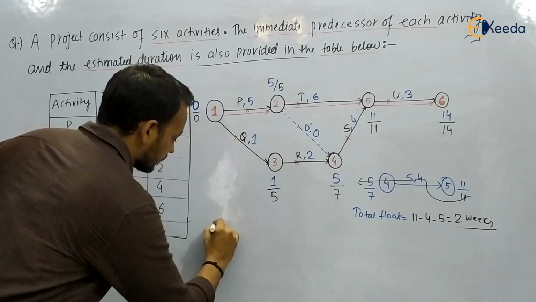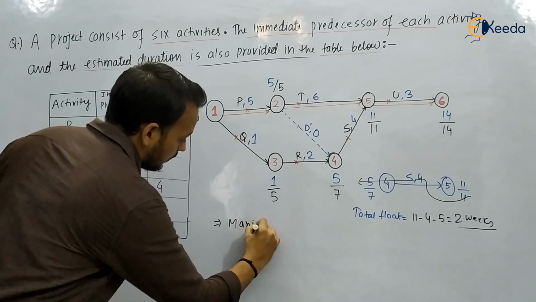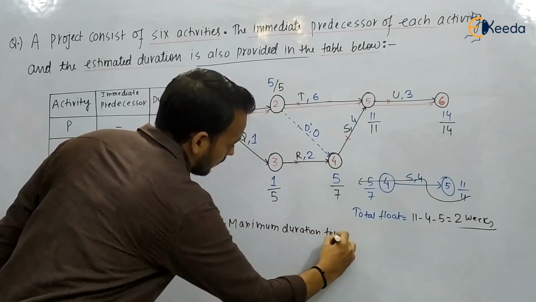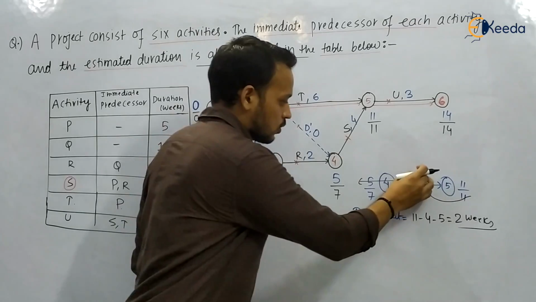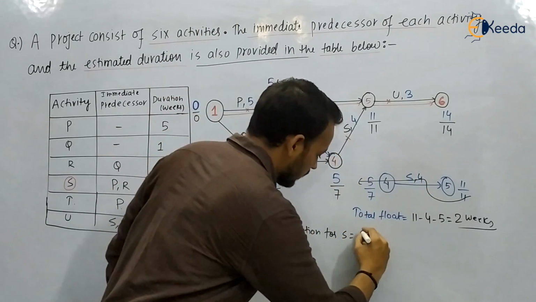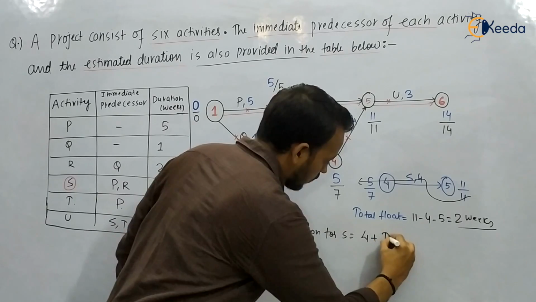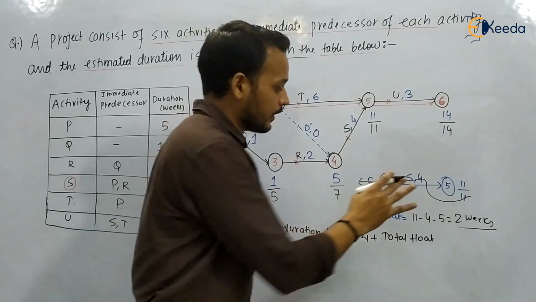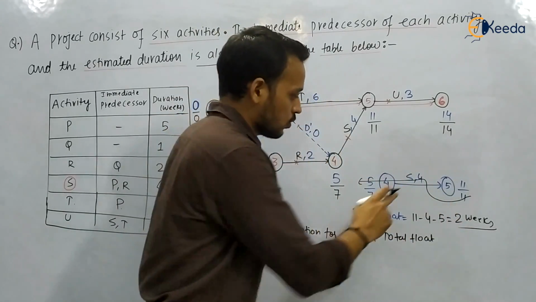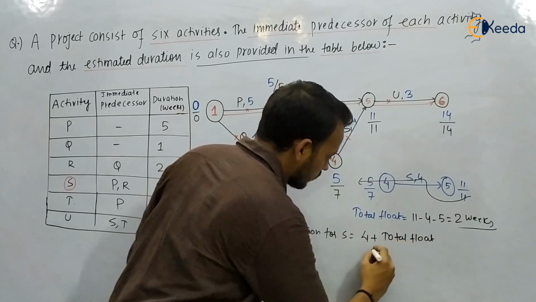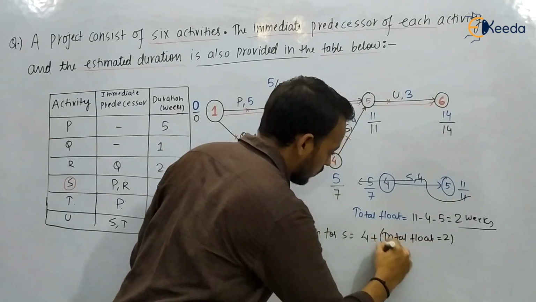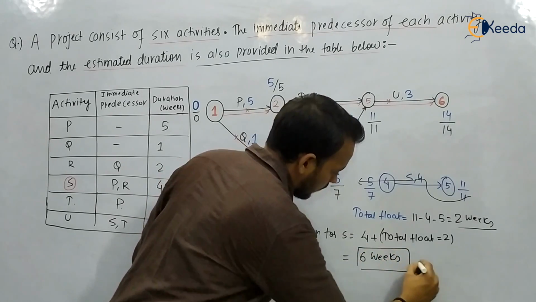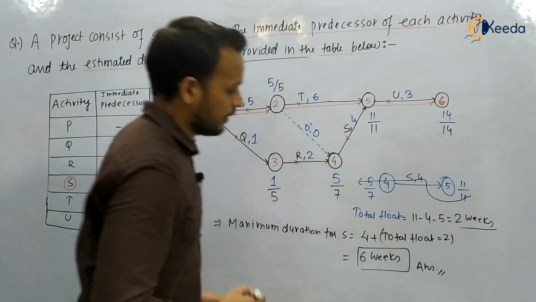So we can write that the maximum duration for S is equal to the estimated time, that is 4 weeks, plus total float. It is taking 4 weeks and the delay can be 2 weeks. So 4 weeks plus 2 weeks, where the total float is 2, is going to be 6 weeks. And this is our answer.